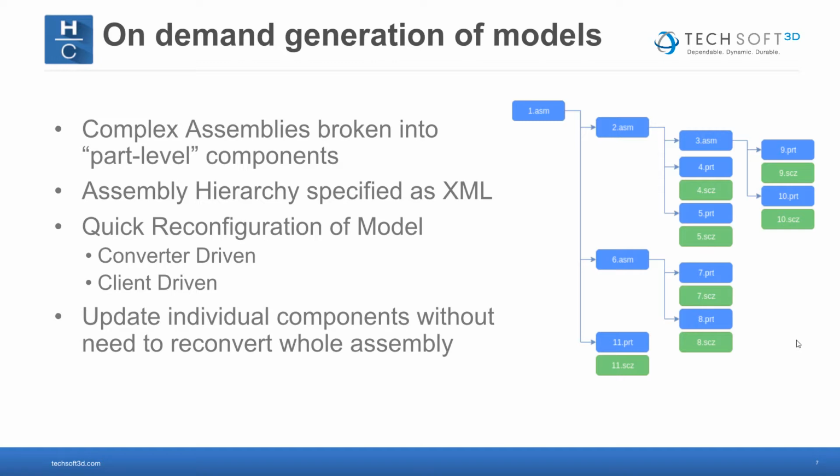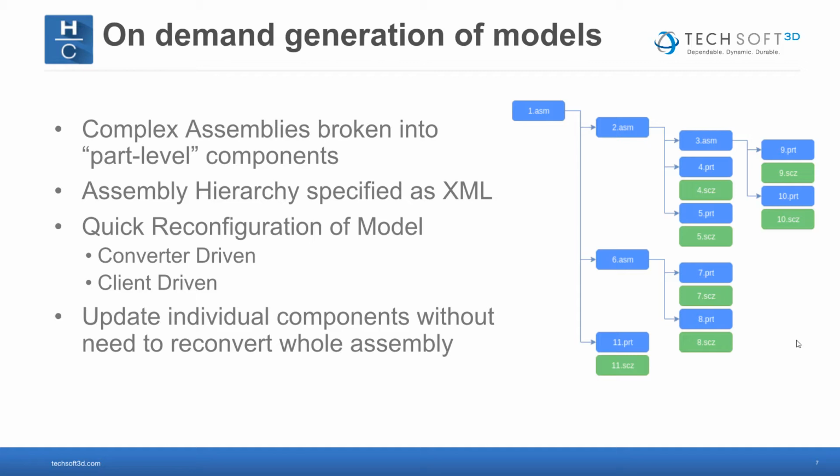For example, we can see our topmost node, 1.asm. This has 3 children: 2, 6, and 11. These nodes in turn have their own children. So 2 has children of 3, 4, and 5, and 6 has children of 7 and 8. Now, 11 is just a node that does not have any children. It's a part file. And you can see here that this part file has the corresponding stream cache file.